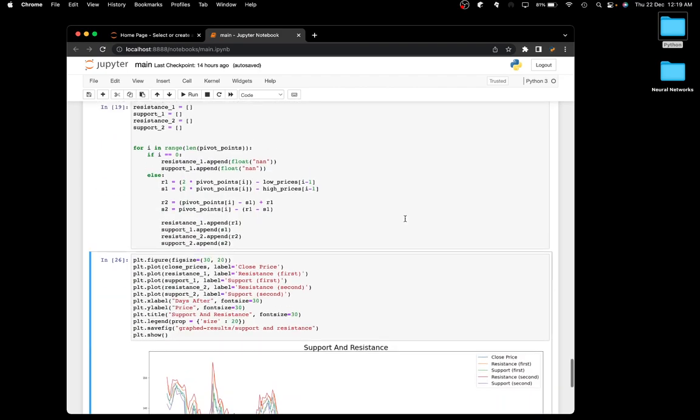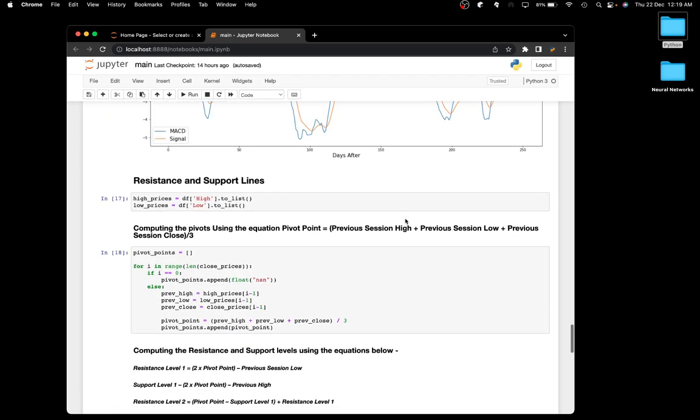So all right, the way resistance and support lines work is that you might have seen that if you take out a stock and you graph it out, you will see that stocks over a short period of time, or even on long periods of time, tend to remain in a little boundary. You could just call it the safe spot of the stock.